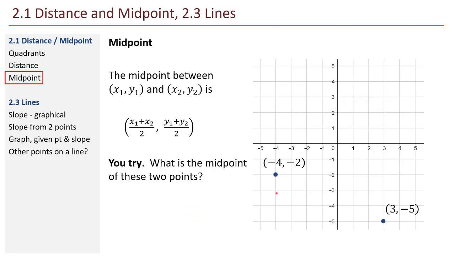All right, you give this a try. Use that formula and find the midpoint of the two points that are shown up on the screen. So give it a try and unpause when you're ready to continue. All right, so it turns out that the midpoint of these two is (-1/2, -7/2), and it appears right there.